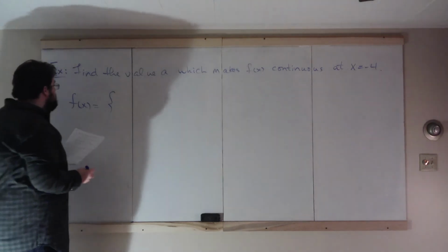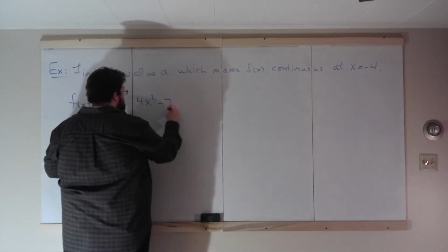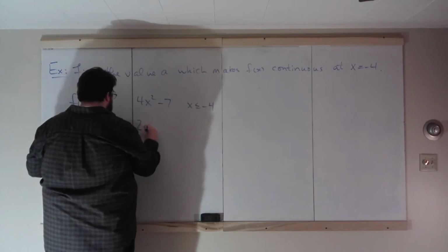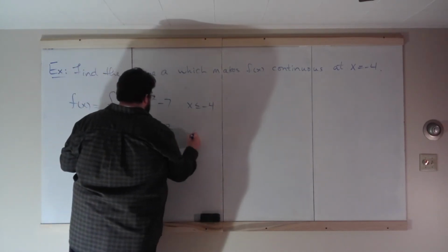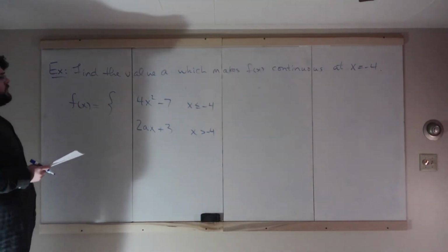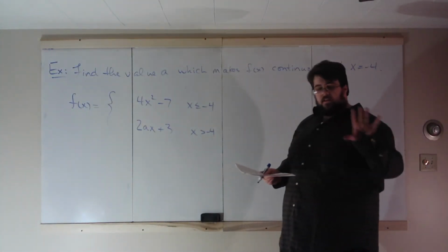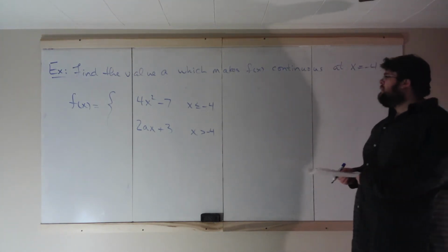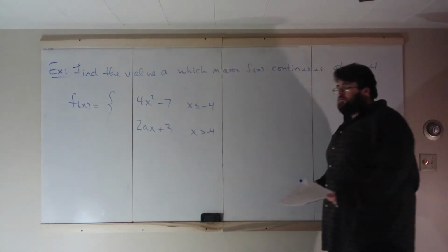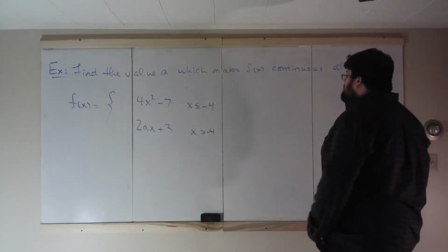Again, it'll be piecewise. So we have 4x squared minus 7 when x is less than or equal to negative 4, and we have 2ax plus 3 when x is larger than negative 4. Find the value a which makes the function continuous at negative 4. So remember, to show continuous, we need the limit on the left to be the limit on the right to be the function at that point. That last equality is taken care of by having one of these be less than or equal to, or greater than or equal to. So all we really have to check is what happens on both sides of negative 4.